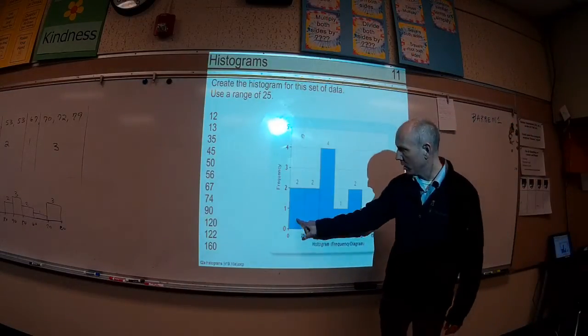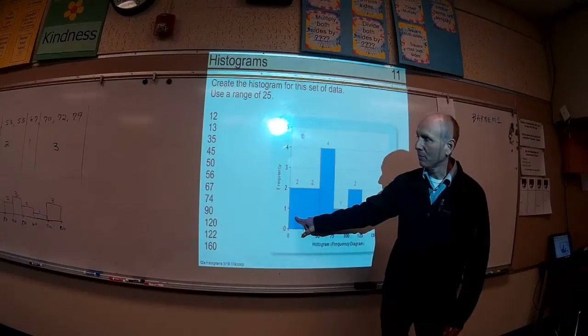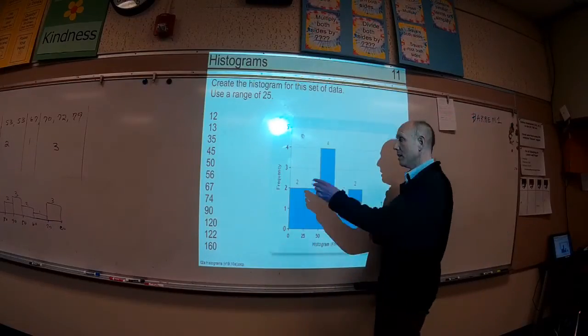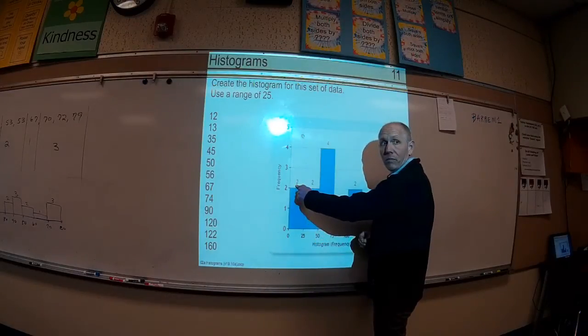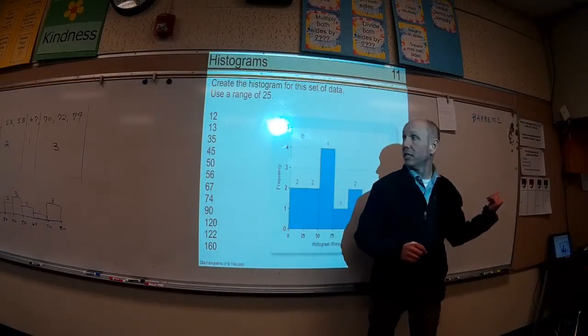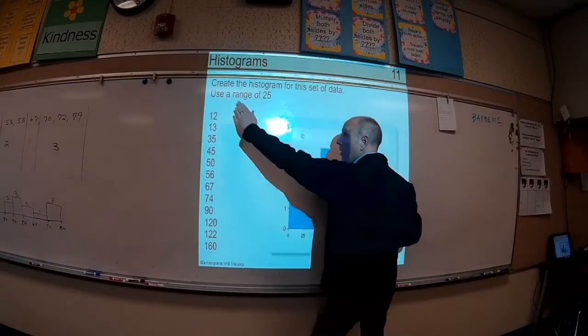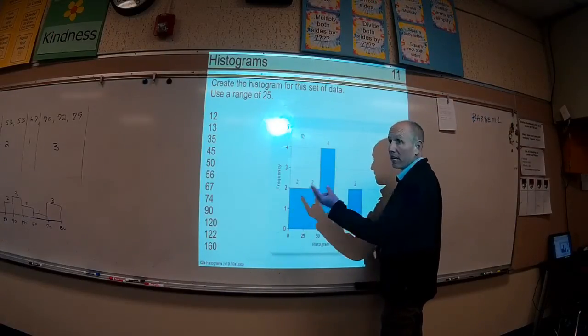What 2 numbers are in here? Well, those are wrong. So 0 to 24.999. But what two numbers are really in here? See, you'd have to go back to the data, right? Without this, I don't really know what's in there. I know there are 2 values, but I don't know what they are.